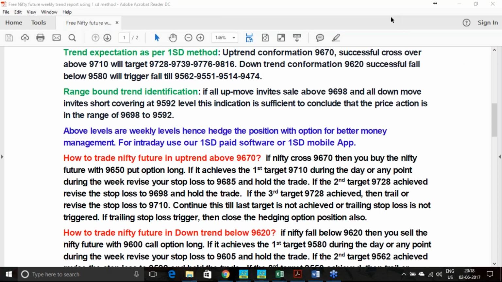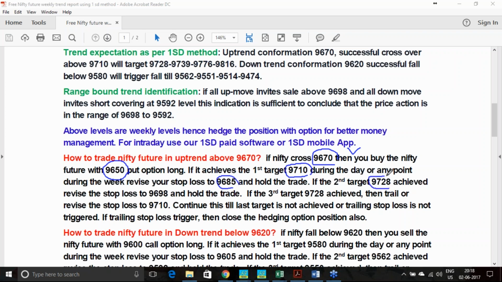Some people used to protect to the maximum and trade. So different styles are there. The easiest style I have told here: if Nifty crosses 9670, that is the uptrend price point, then buy it along with one put option, 9650 put option. And if it hits the first target, 9710, trail your stop loss to the 0.382 level, which is 9685.